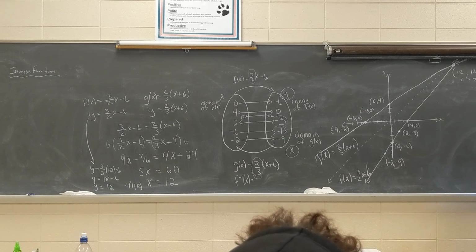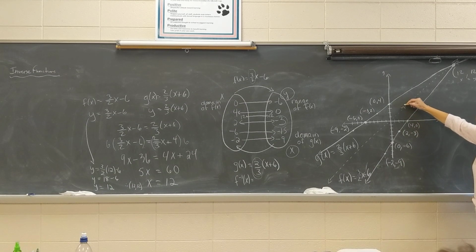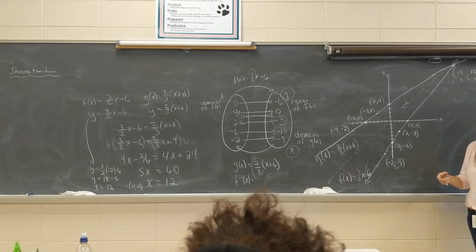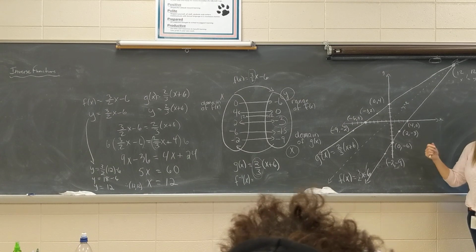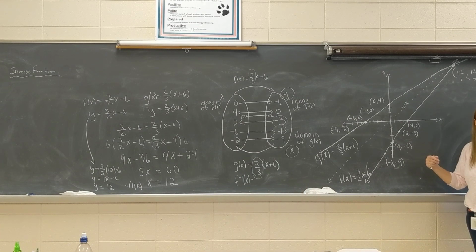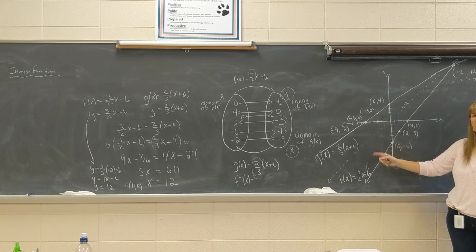Okay. Look at the two functions, and look at my line y equals x. What's a good word for that? Reflection over y equals x. So the two functions, a function and its inverse, must be reflective over y equals x. Reflective is a good word, but I want a mathematical one. Symmetrical. Symmetrical over the line of y equals x.